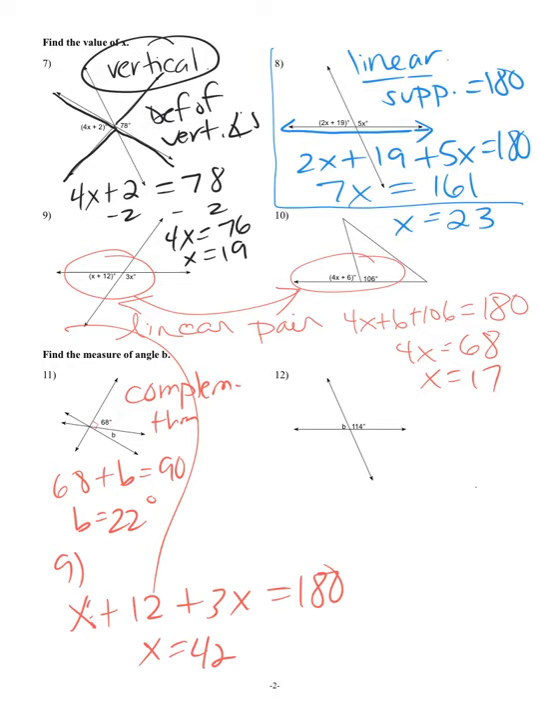How about 12? It's supplementary. Because are they non-adjacent? Aren't they on the same line? Yes. So what do I set these equal to? 180. So b, help me set it up. Plus 114 equals 180. So b would equal 66 degrees. So if it has 6 lines, it's vertical.